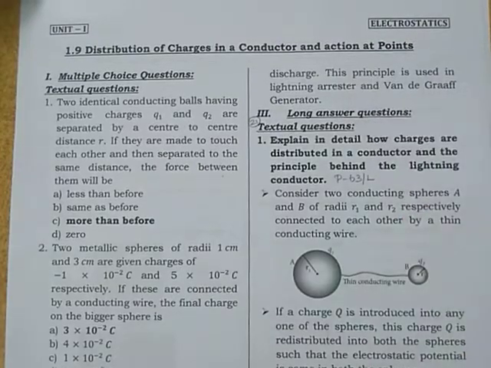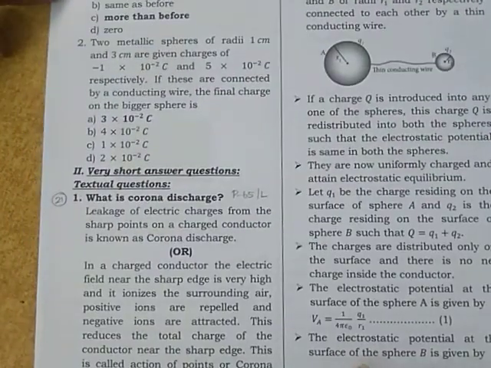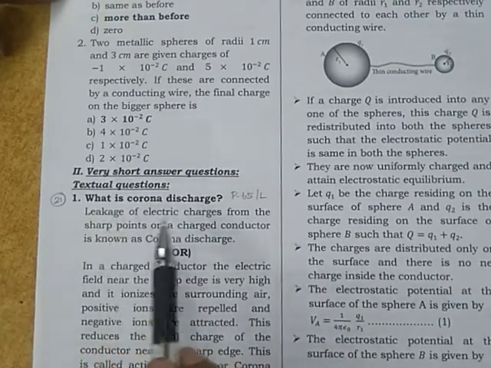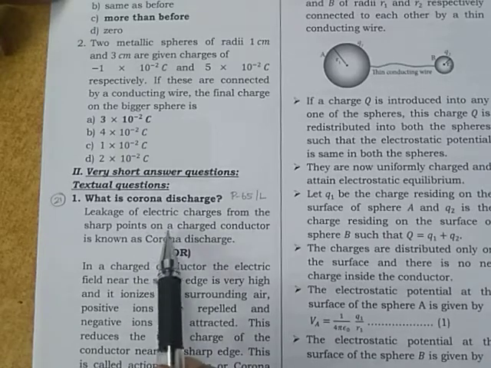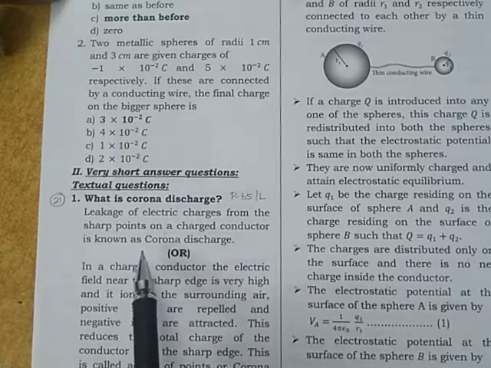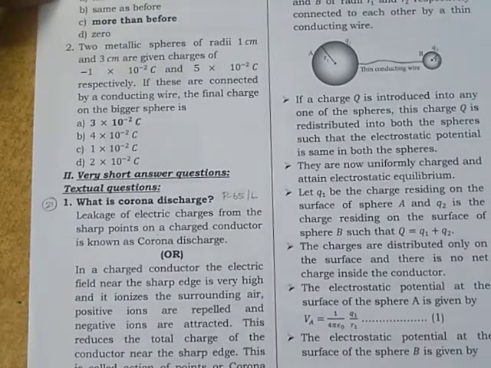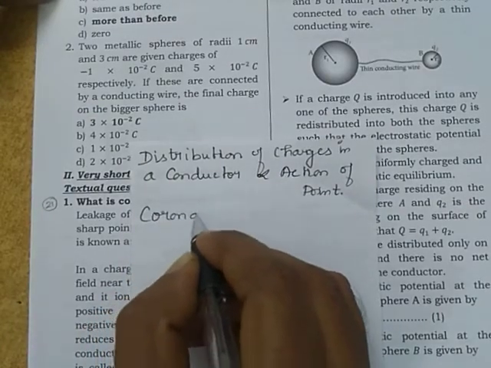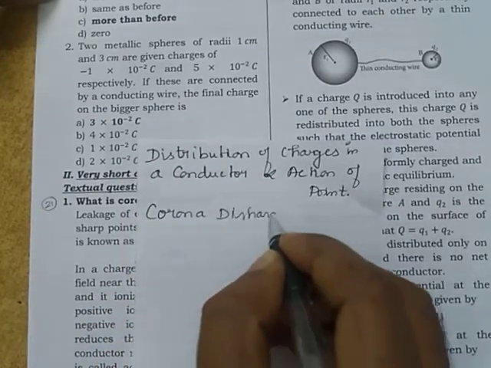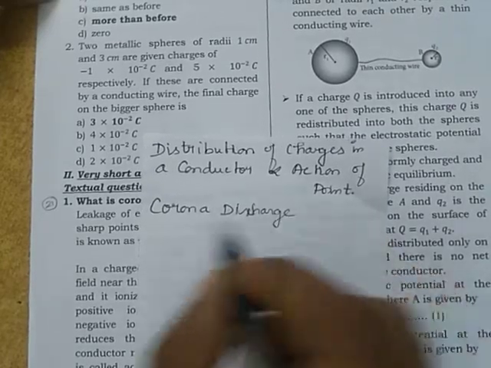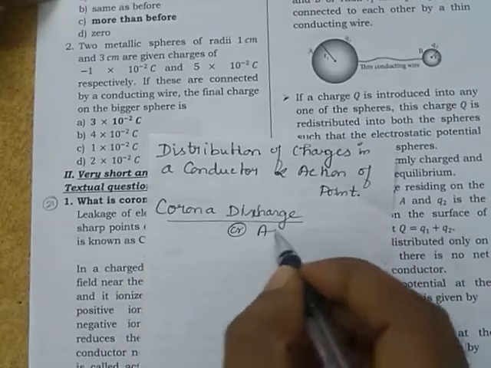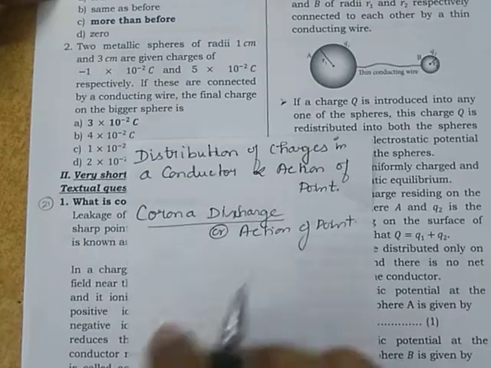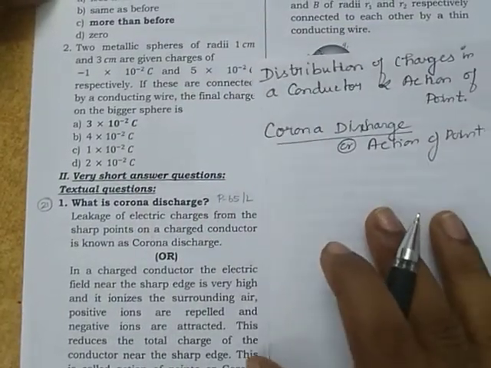Let me see the book back question from this topic. First question, a very short answer question: what is corona discharge? It is a leakage of electric charge from the sharp point of a charged conductor. That is known as corona discharge or action of points. It is defined as a leakage of electric charge from the sharp point on a charged conductor.